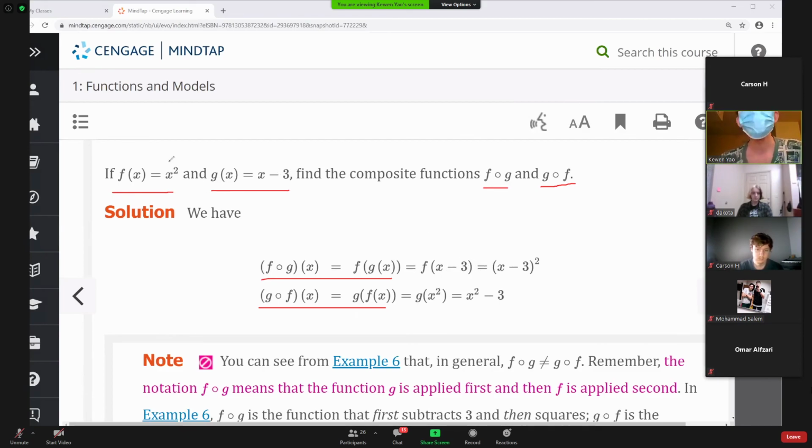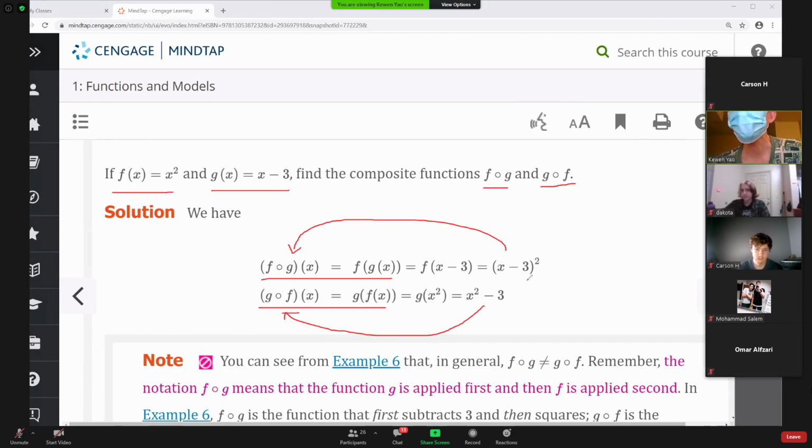Now in this formula, you have to replace X by X minus 3. Whenever you see X, you replace it by X minus 3. So this will be X minus 3 squared. This is for the first one. Now, what's the second one? The second one is G of F of X. F of X is what? X squared. So in this formula, you have to replace X by X squared. So X squared minus 3. This is for the second one.